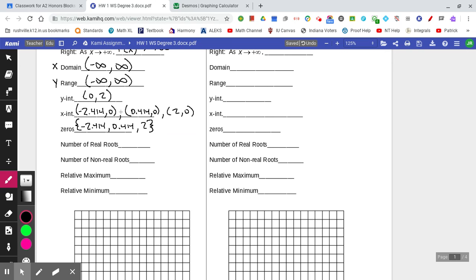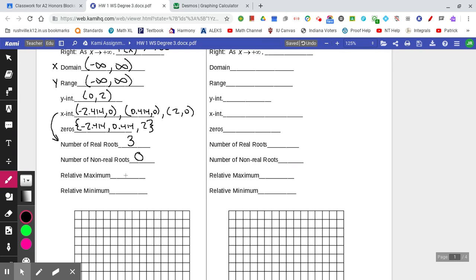So because there were 3 x-intercepts, that means that there are 3 real zeros. Okay, the number of x-intercepts that we have is going to always tell us how many real roots we have, how many real zeros we have. The number of roots is determined by the degree of the polynomial. So because the degree of our polynomial is 3, it means that the real and non-real roots together should combine to 3. So all 3 of these are real roots, which means we have 0 non-real roots.